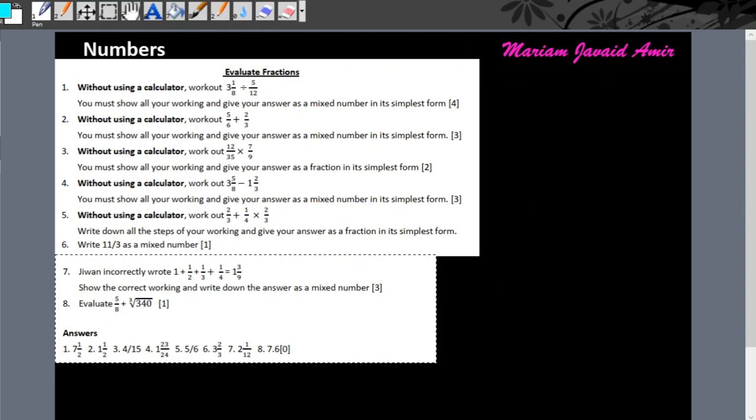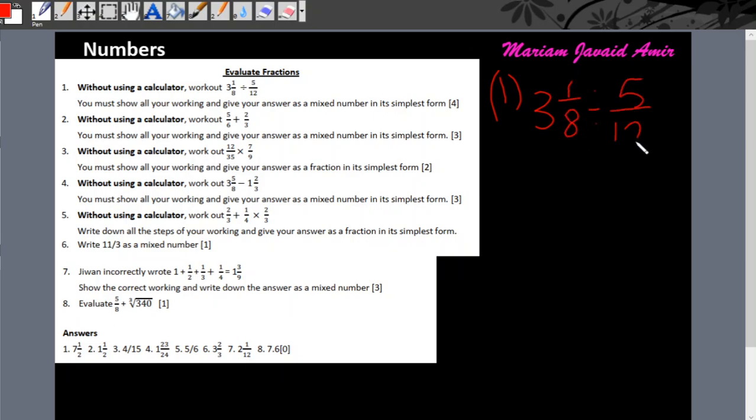Okay, then the next subtopic of numbers is evaluation of fractions. So without using a calculator, work out 3 whole 1/8 divided by 5/12. First let's change 3 whole 1/8 into an improper fraction. So that will be 8 times 3, 24, 24 plus 1, 25. So this is 25 over 8.